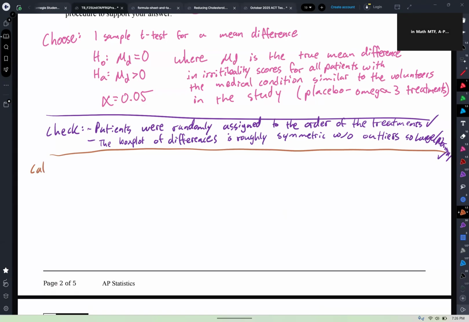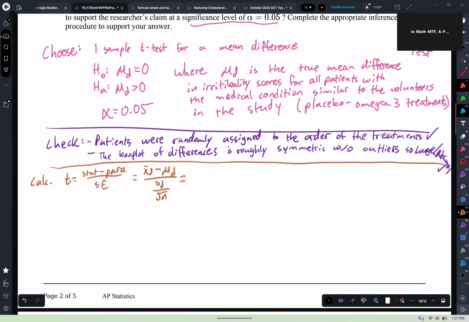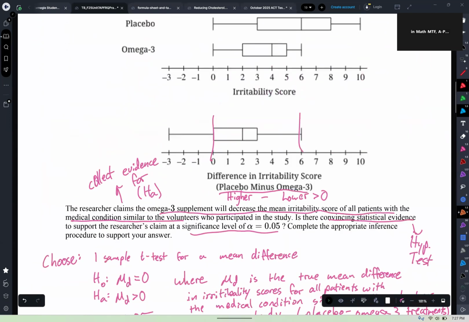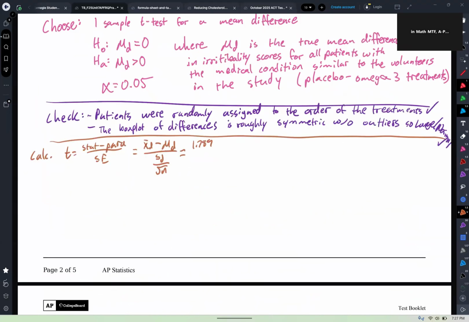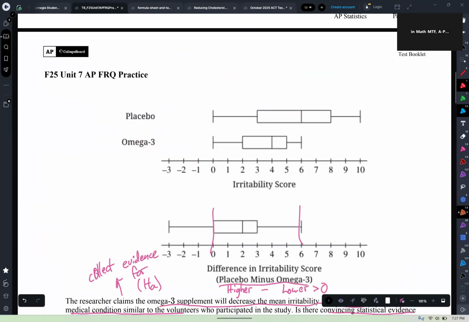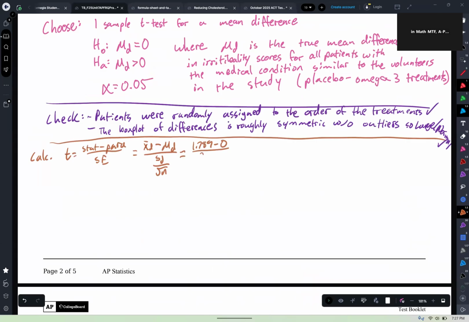Let's do my calculate. So we're doing a t is equal to a statistic minus a parameter divided by the standard error. X bar d minus mu sub d divided by standard deviation divided by the square root of n. Don't forget, you can always do a formula sheet. I just know these well enough because I've been doing it for years. So 1.789. My hypothesized value was difference of 0. The standard deviation was 2.485 divided by the square root of 19. And this is where I'm going to jump to the calculator. So my degrees of freedom, don't forget then, would be 18.